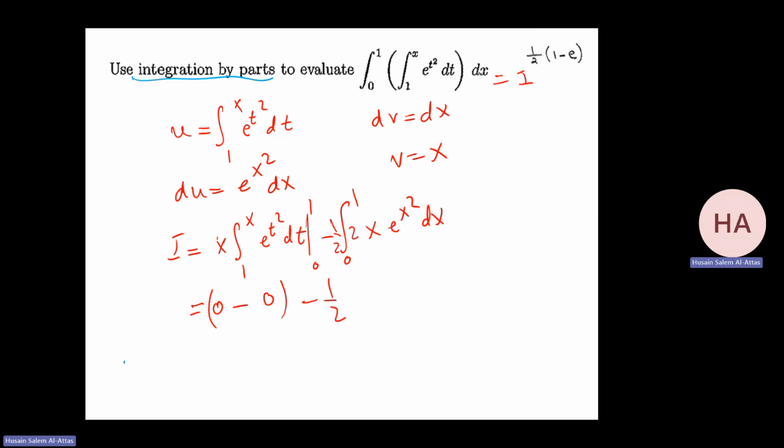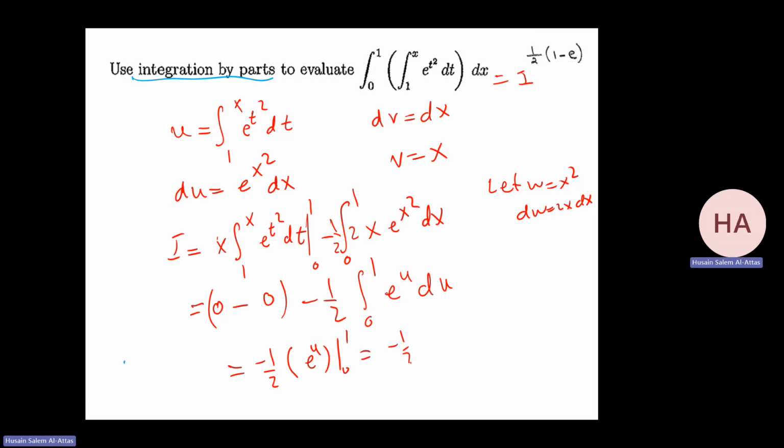What is this? This is u du. Let w equal x squared. dw will be 2x dx. So that integral goes from what? From 0 to 1 also. At 0 it will be 0, at 1 it will be 1. I have the integral of e^w dw. That gives me minus half e^w from 0 to 1. That gives me minus half of what? e minus 1. In other words, it's half of 1 minus e, which is this one.